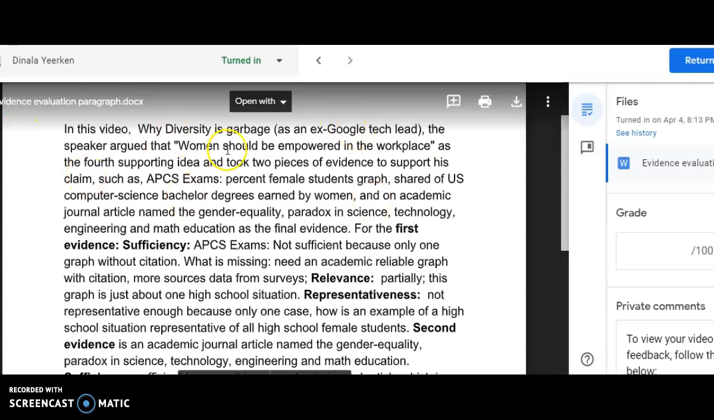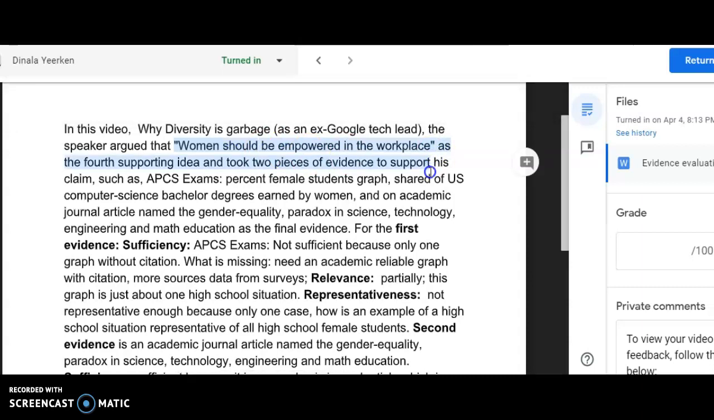In the video, the speaker argues that women should be empowered in the workplace. Now, okay, as the fourth supporting idea, the two pieces of evidence for his claim. Sure. Okay, the exams, female students graph show New York. Okay, fine. Yeah, this is all very good. I would just say women should be empowered in the workforce, in the workplace. He says that, it's a quote. Okay, fine. If that's what he said, no problem.